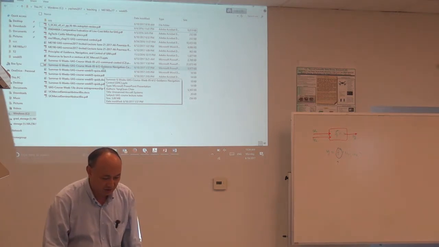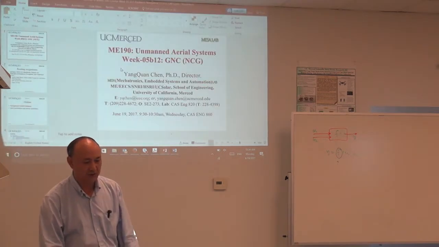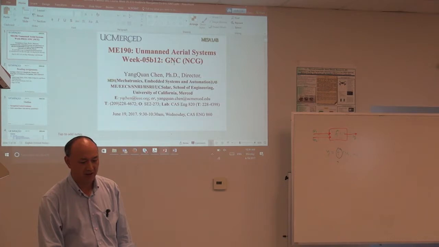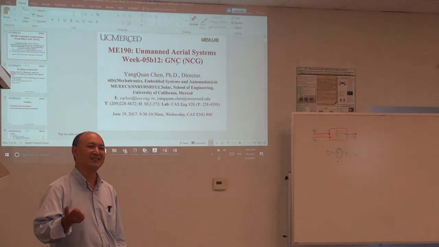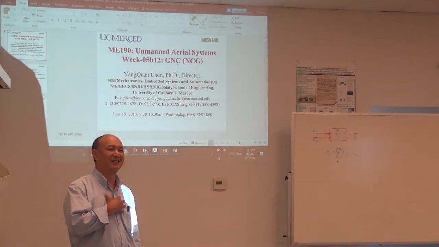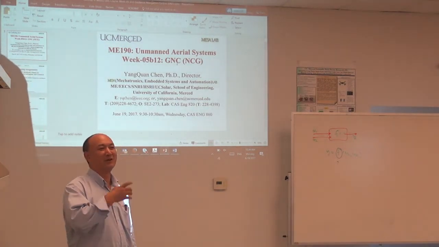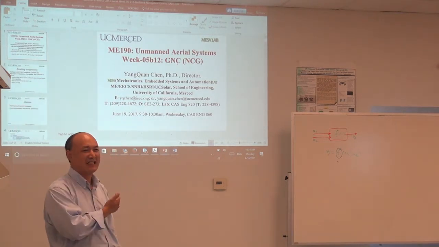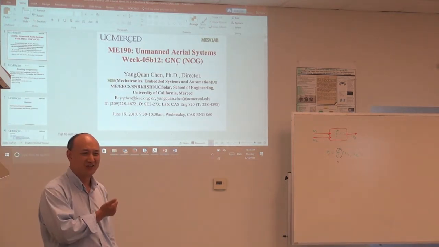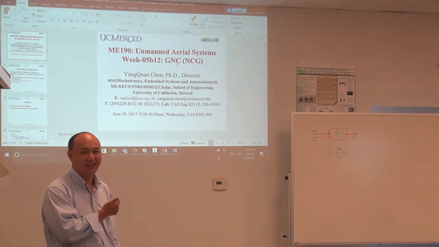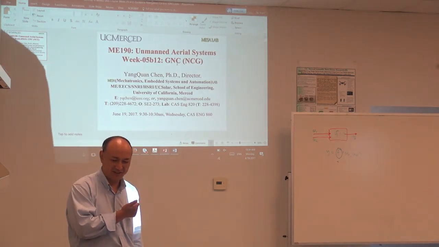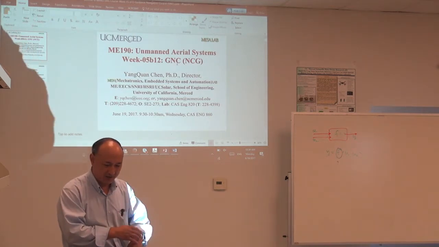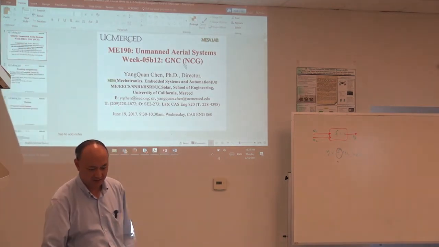So what's next? I'm going to go through unmanned aerial systems guidance, navigation, and control. It's called GNC, usually spelled that way. But I put in a bracket NCG: navigation, control, and guidance. So my question is, why do I say that?